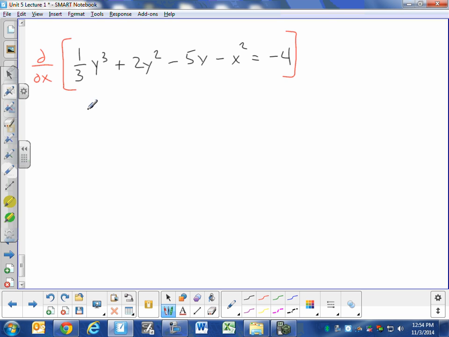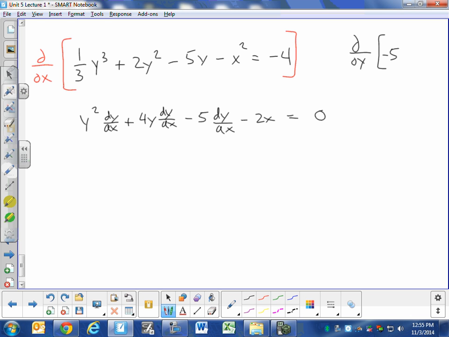One-third times 3 is just 1. I get y squared dy/dx plus 4y dy/dx minus 5 dy/dx minus 2x equals 0. Wait, so with the 5y, you wouldn't just take out the 5. It wouldn't just be negative 5, I guess, like it is with x. Good, that's a good question. Ran into this problem last class too.